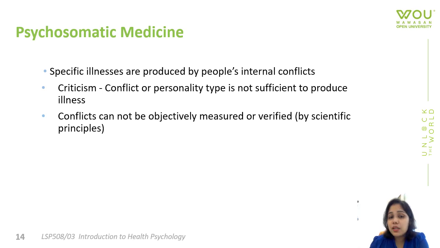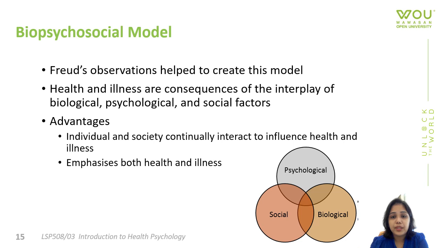So the criticism is that conflict or personality type is not sufficient to produce illness. There is conflict that cannot be objective. When we talk about conflict, it can't be objectively measured or verified. So from the psychosomatic, it has moved to the biopsychosocial model.